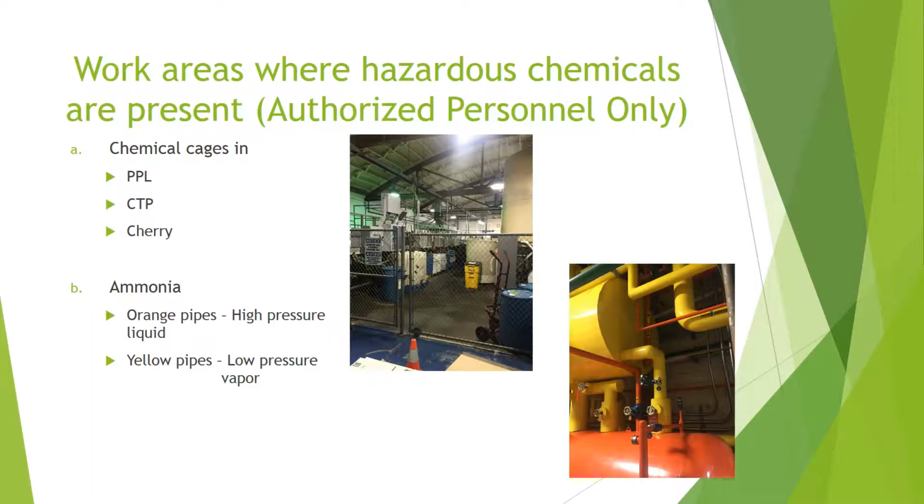In order to keep our fruit fresh year-round, we utilize ammonia in our facilities to ensure the quality of our products. You will usually see two different colored pipes when dealing with ammonia. Orange indicates the containment of high-pressure liquid, while yellow pipes indicate the containment of low-pressure vapor.